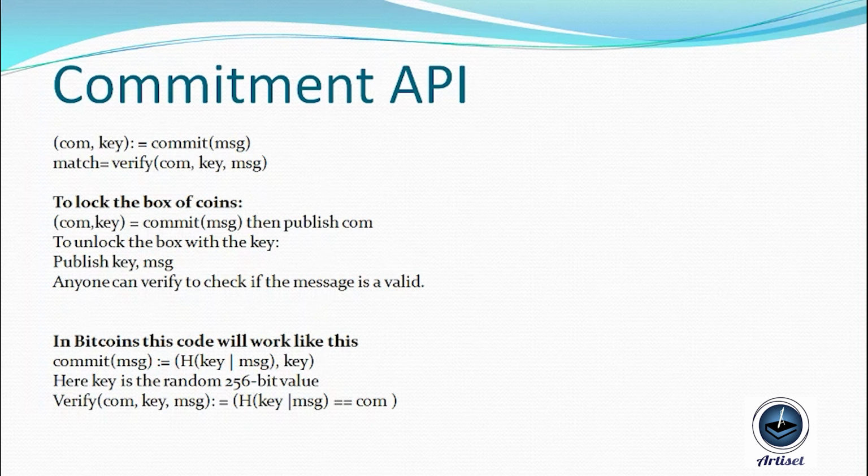In Bitcoin's case, this will look somewhat like this. Commit message is equal to hash of key and message. So you will be hashing the key and the message together, and you will be providing a key. Here, key is a 256-bit value. It's a hash value.